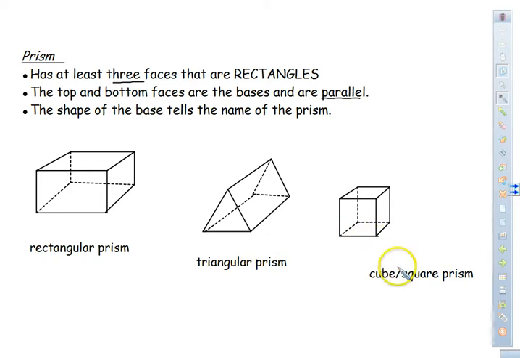And then this last one, we can call it a square prism, but you can also call it a cube, just because it has all congruent sides and edges as well. Okay, so go ahead and make certain that that's copied down.